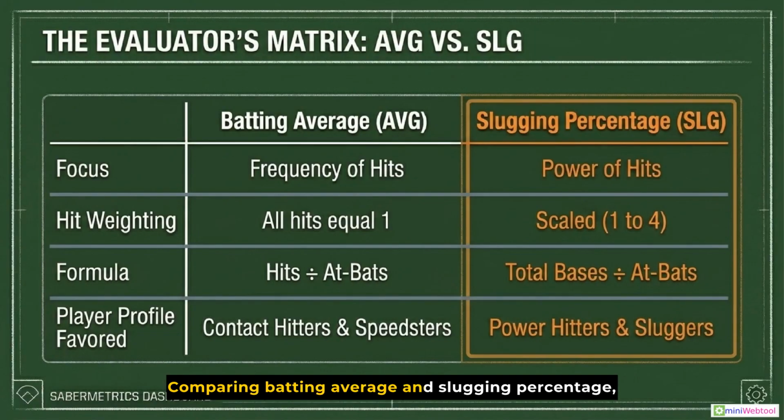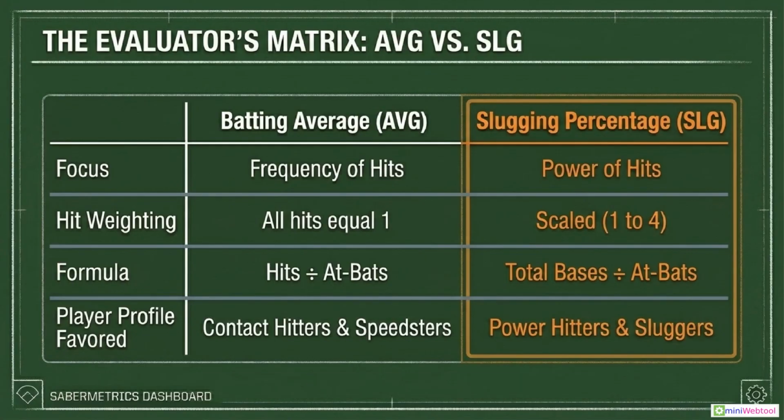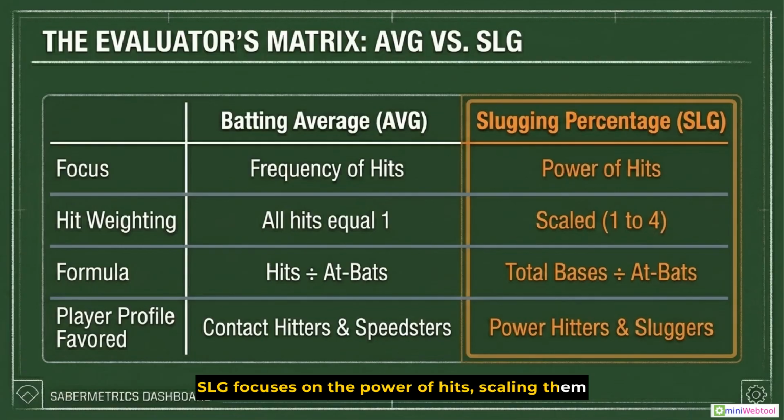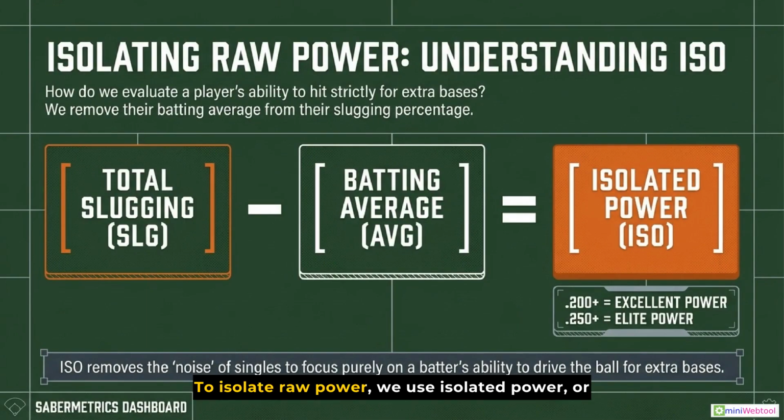Comparing batting average and slugging percentage, AVG focuses on the frequency of hits, treating all hits as equal to 1. SLG focuses on the power of hits, scaling them from 1 to 4. AVG favors contact hitters, while SLG favors power hitters and sluggers. To isolate raw power, we use isolated power, or ISO. This is calculated by removing the batting average from the slugging percentage.